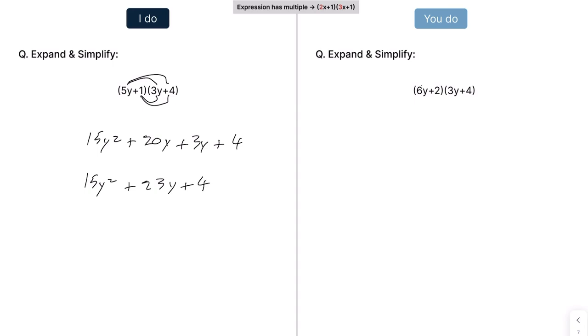Again, press pause and have a go at the example on the right. So that then becomes 6 times 3, which is 18. Y times y is y squared. 6 times 4 is 24 with a y there. 2 times 3 is 6 with a y there. And 2 times 4 is 8. So that then becomes 18y squared plus 30y plus 8.